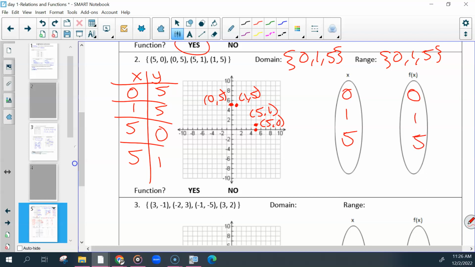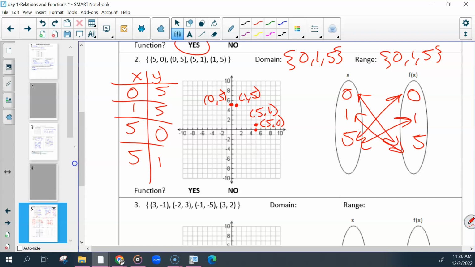Zero goes with 5. 1 also goes with 5. And then 5 goes with 0 and 1. Is this one a function? Do we have any repeating x's?